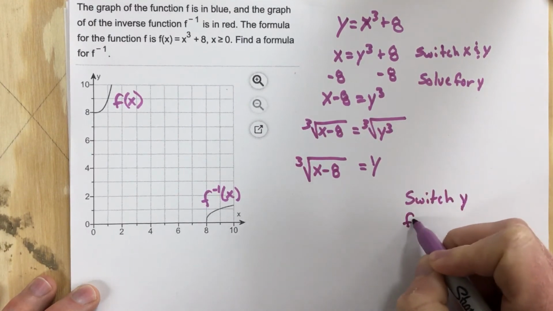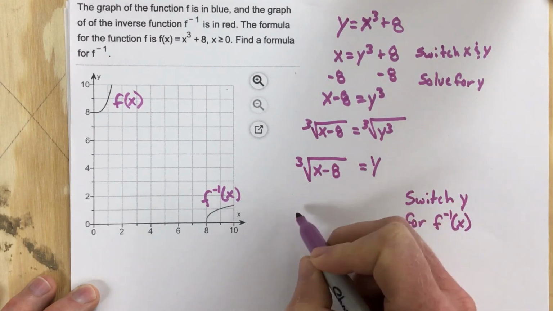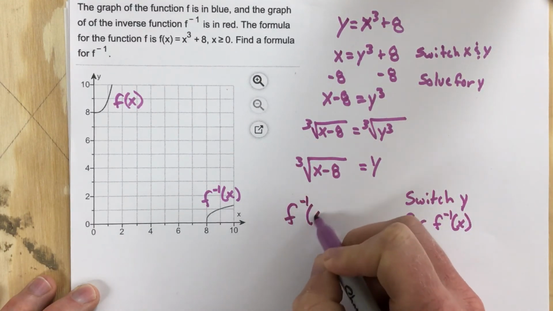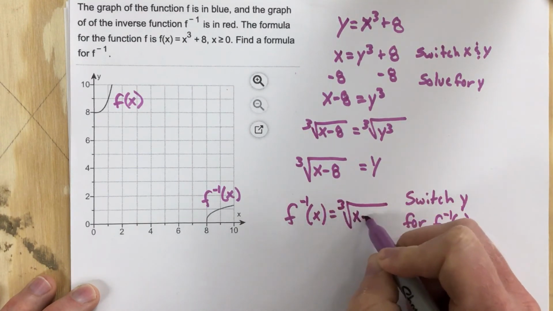And so then the last step is we want to switch y for f inverse. So we're going to write this now as f inverse of x equals the cube root of x minus 8.